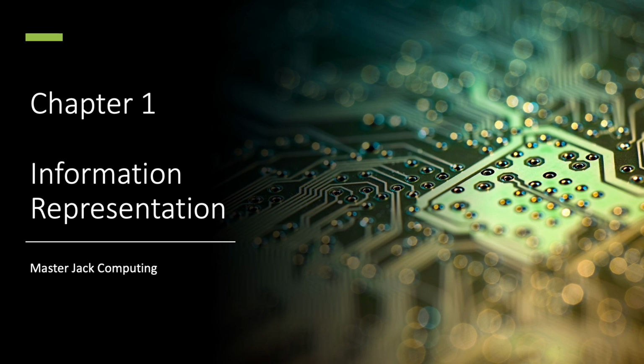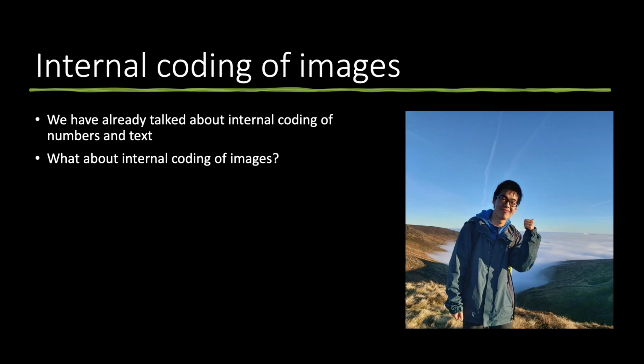In this series of videos, we are going to go through Chapter 1, Information Representation. And in this particular video, we are going to cover the internal coding of images. Previously, we have already discussed the internal coding of numbers and text. Today, we are going to talk about another type of information, which is images.